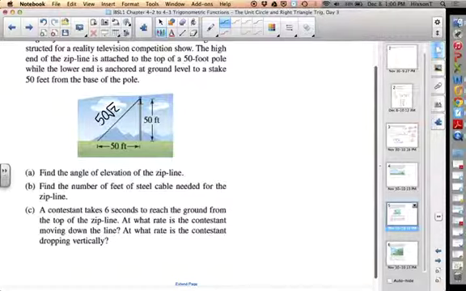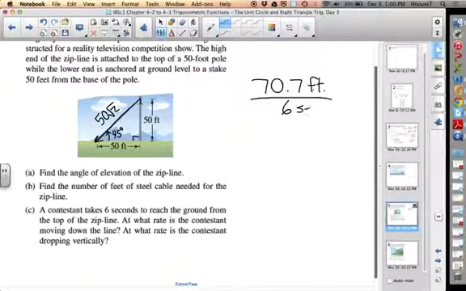The angle of elevation, you guys found that. That ended up being 45. If you just use the logic, it's 50 and 50, an isosceles right triangle, so it's 45 and 45. Okay, so now we can take a look at C. They're covering this distance in 6 seconds. So 50 radical 2, which was exactly 70.7. So 70.7 feet in 6 seconds.